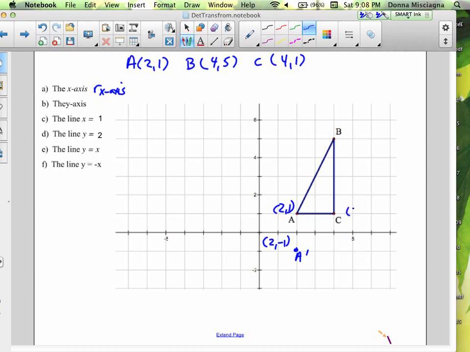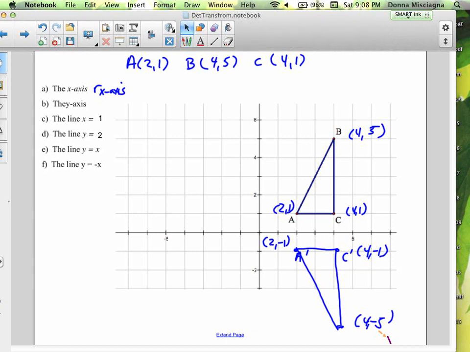C is at 4, 1. C prime is at 4, -1. And B is the one who has trouble fitting in here. So B here is located at 4, 5. B prime should be located way down here somewhere at 4, -5. And then we'll connect. And there we go. First one's done. So just kind of draw it a little bit below. Let's go on to the next one.